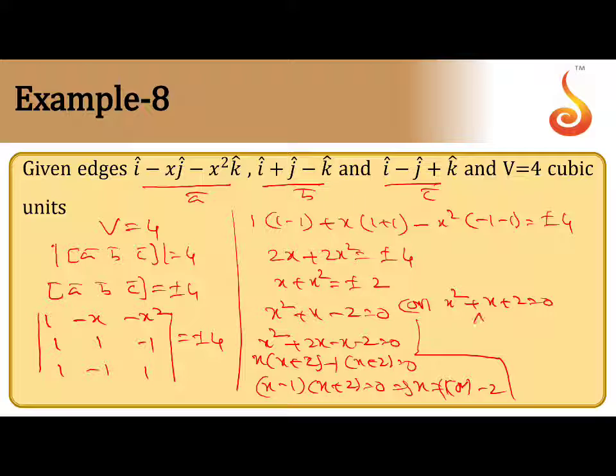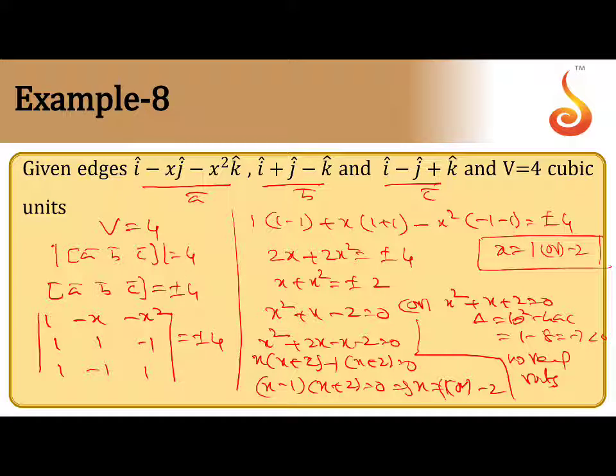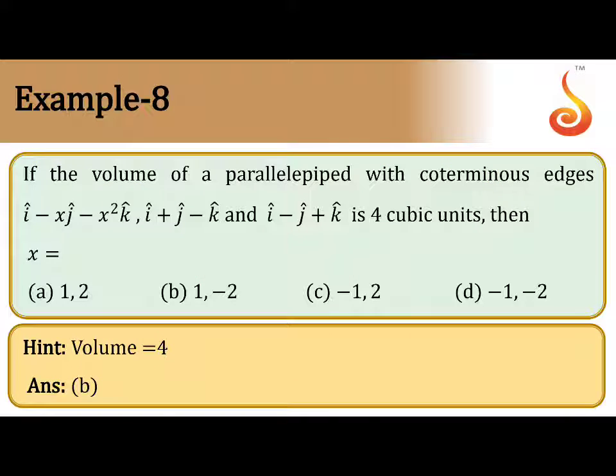For the other equation, the discriminant is b² minus 4ac, which is 1 minus 8 equal to minus 7, less than 0. No real roots. Therefore, finally x equal to 1 or minus 2. So the final answer will be x equal to 1 or minus 2. Check the answer against what is given: option B, 1 comma minus 2, is the right answer.